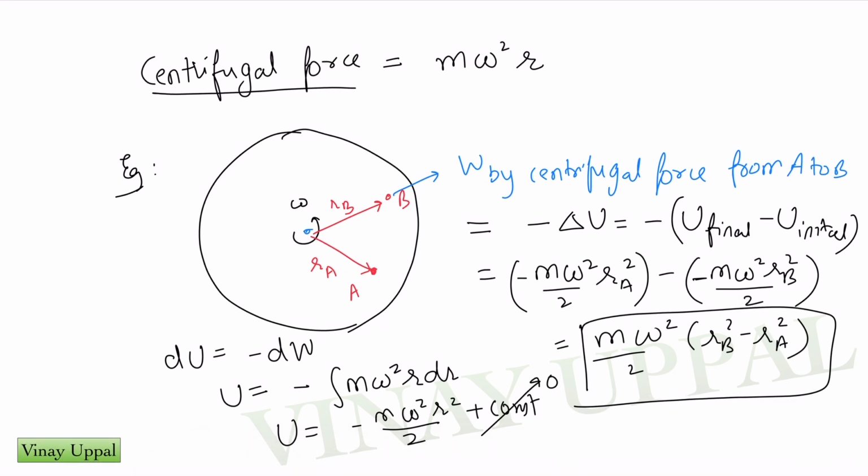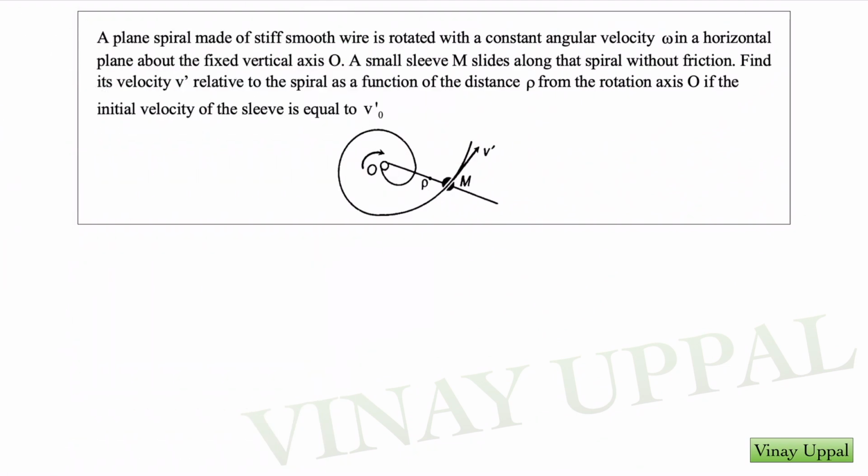Let's do a question. A plane spiral made of stiff smooth wires rotated with a constant angular velocity omega in a horizontal plane about a fixed vertical axis O. So this is the top view and this is a spiral track. A small sleeve M slides along the spiral without friction.